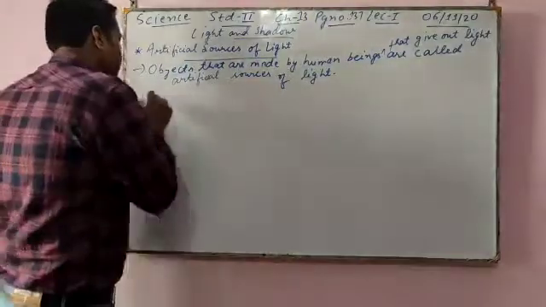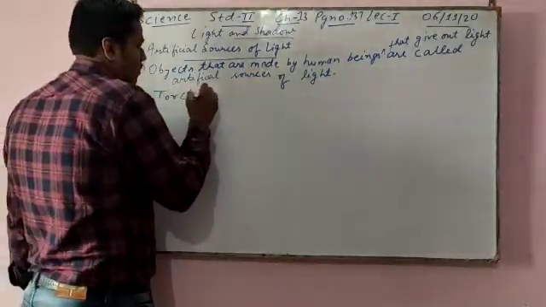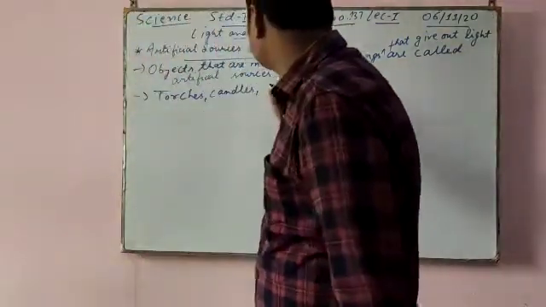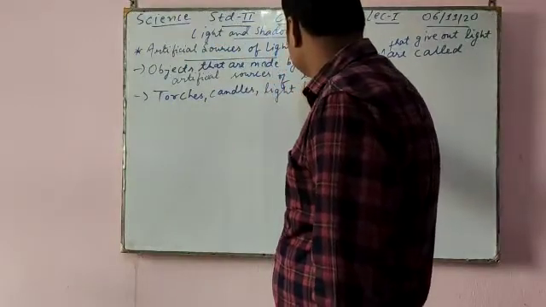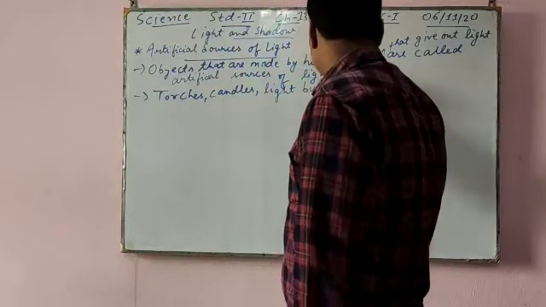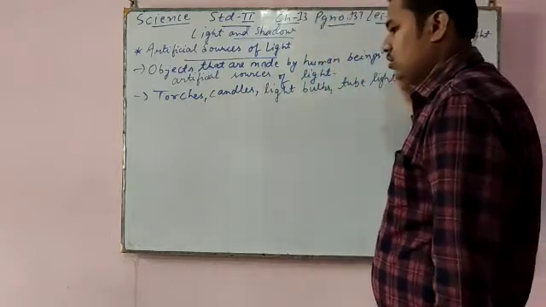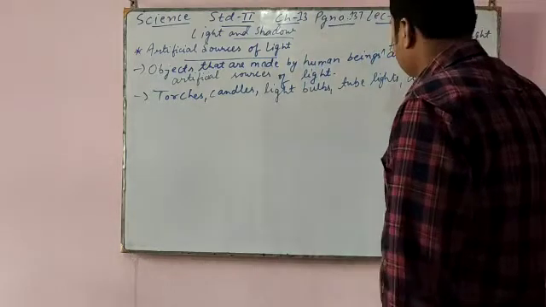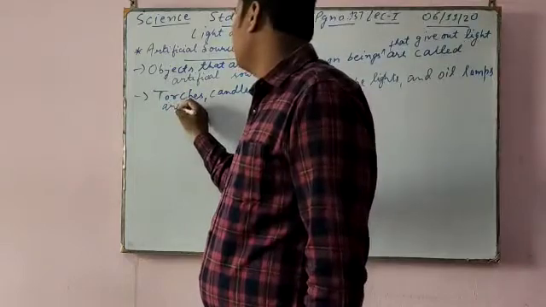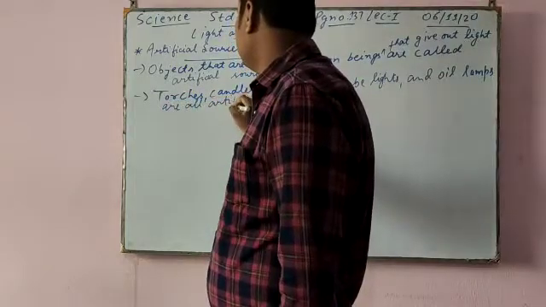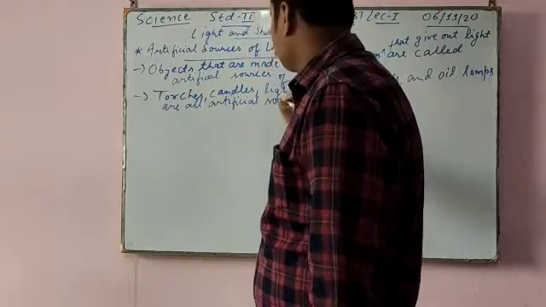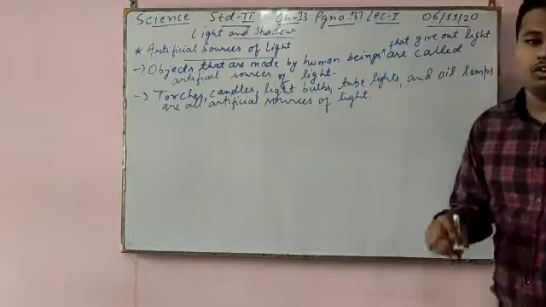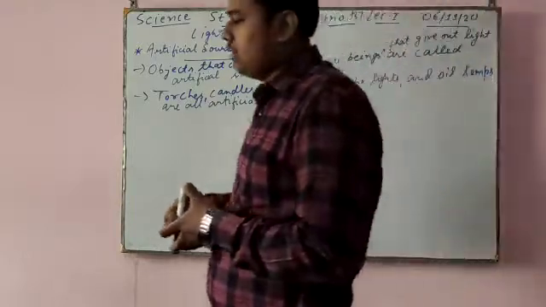Examples are torches, candles, light bulbs, tube lights, and oil lamps. These all are artificial sources of light.